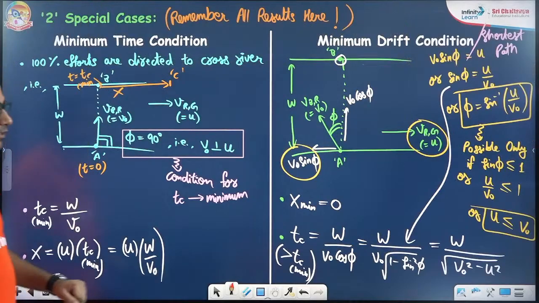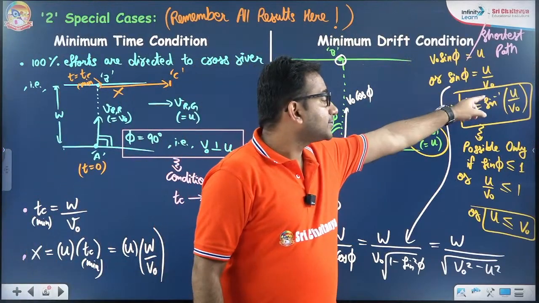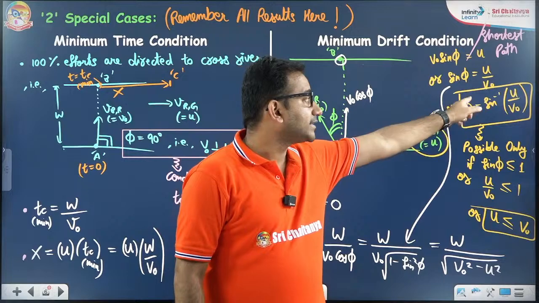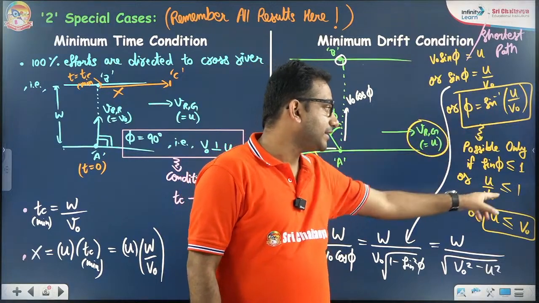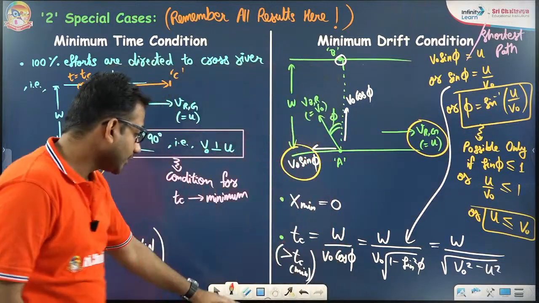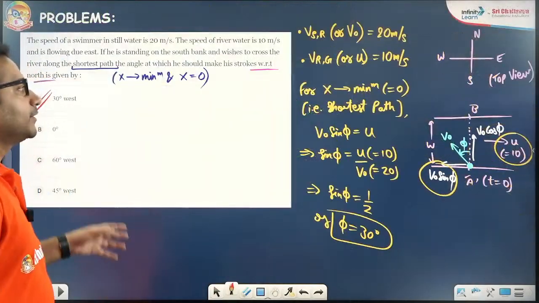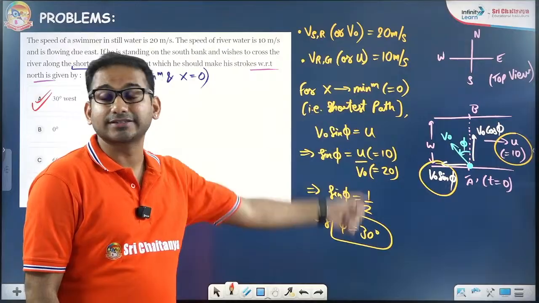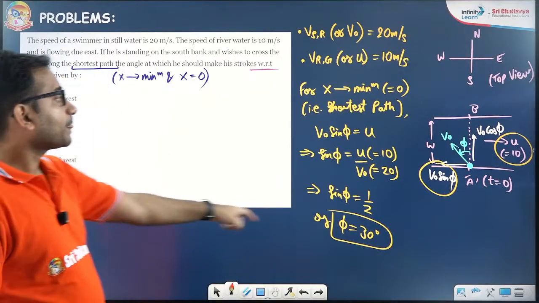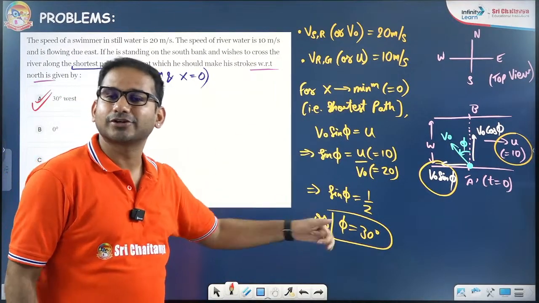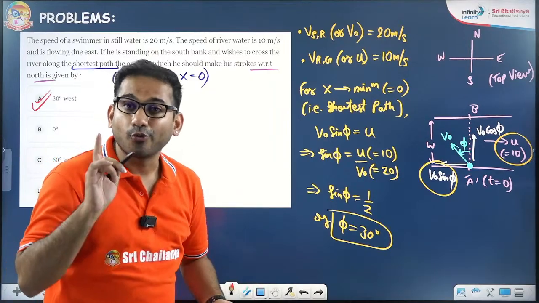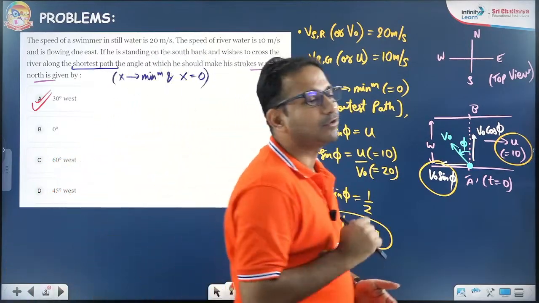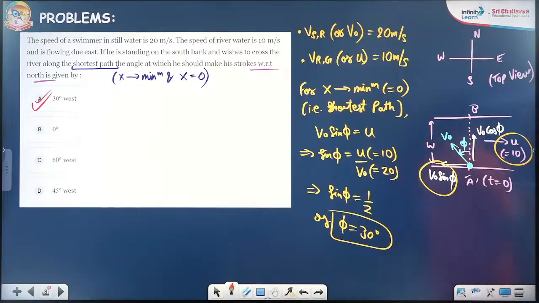Here it was sin phi is U by V naught. Phi is sin inverse U by V naught, where U must be less than or equal to V naught. That's the similar situation here. But instead of directly applying the formula, I just tried to show the case once again. So I read the problem, draw the diagram, put the condition. The entire thing is based on vector resolution as well as relative velocity. Is that clear?